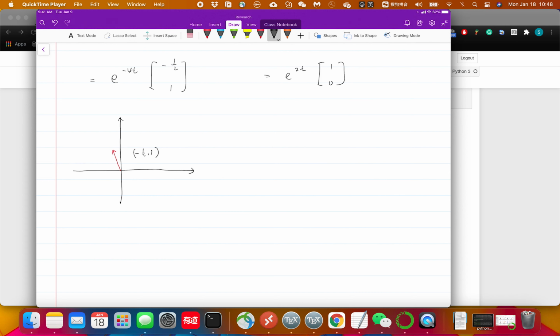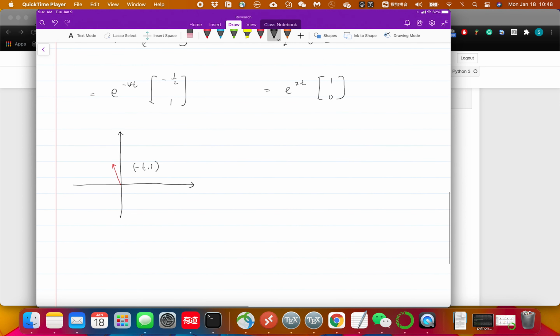It's basically a constant times this -1/2, 1, right? So what is going to happen is you are going to multiply this vector by a constant to make it longer and shorter. So if you take t equals 10, maybe it's here. If you take t equals 5, maybe it's here. If you take t equals 0, maybe the other way around.